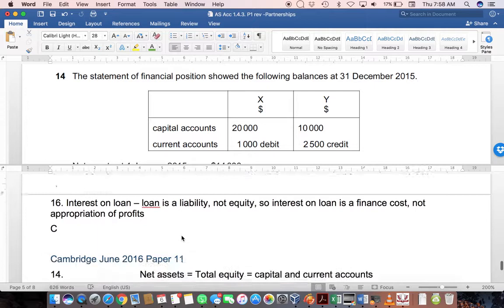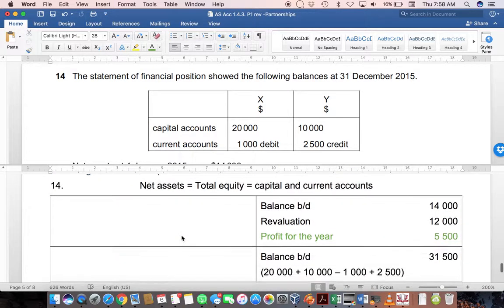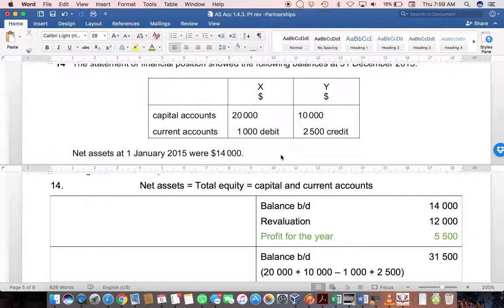We'll now have a look at Cambridge, June 2016, paper 1-1. Number 14. The statement of financial position showed the following balances at the 31st of December 2015. We are given figures for the capital accounts of X and Y, and we are also given the figures for the current accounts. Notice that X has a debit balance. In other words, this 1,000 over here is a minus. Net assets on the 1st of January 2015 were $14,000.